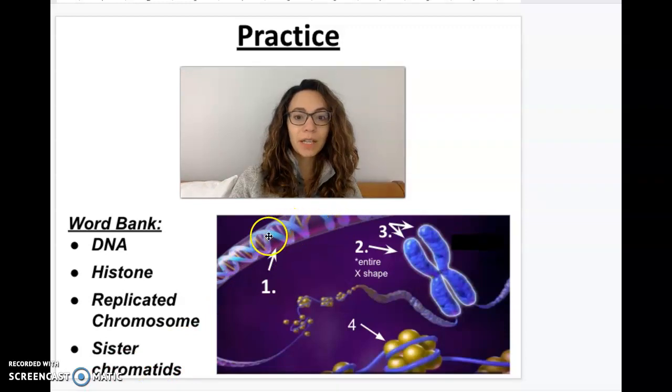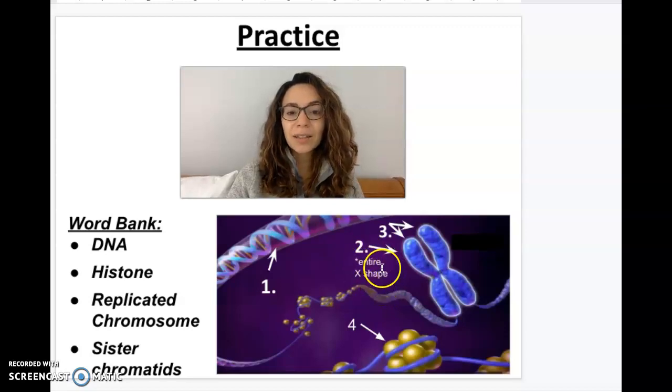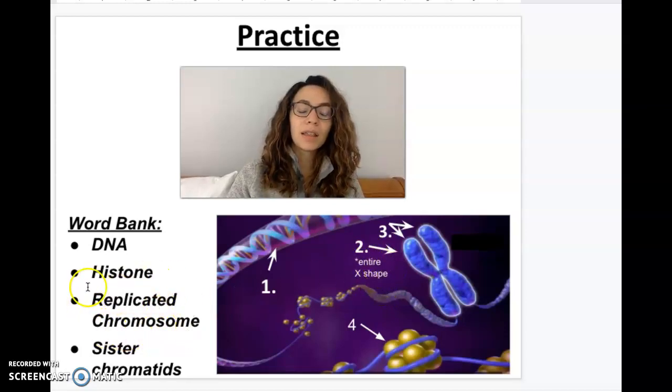So we've got our DNA here. That should have been easy. This is our DNA strand. The histones are those proteins that the DNA gets wrapped around. The sister chromatid is each of these sides. So number 3 would be sister chromatids, right? Because we've got 1, 2 sisters. And then number 2 says the entire X shape. So that's representing the full replicated chromosome here.